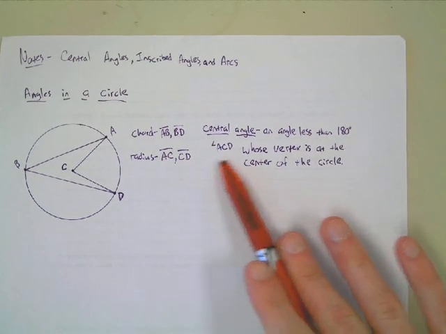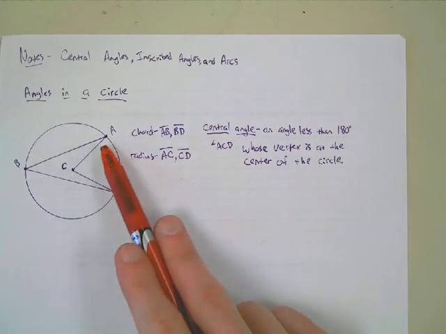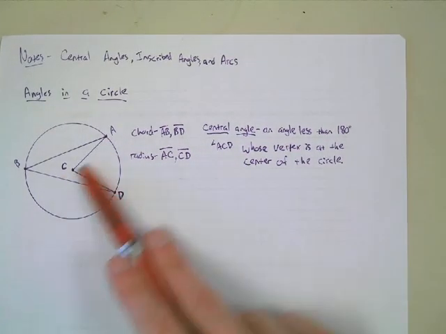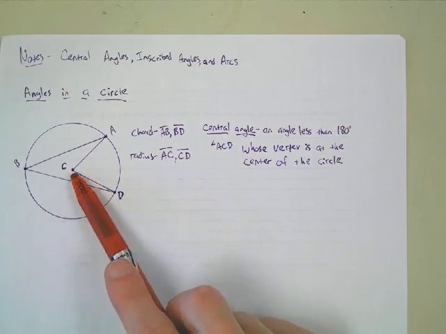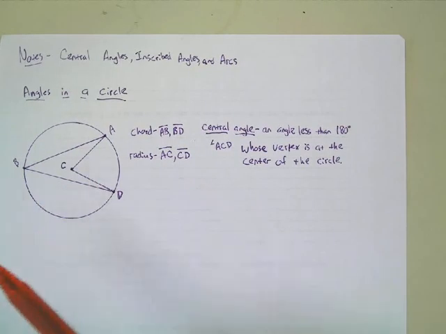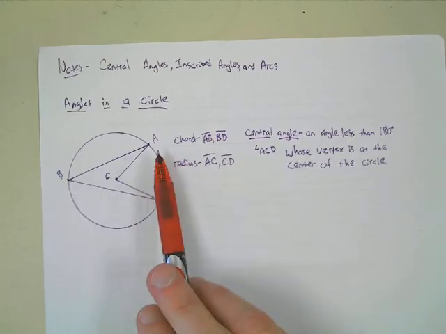Angle ACD, okay, is a central angle because its vertex, right, the pointy part of the angle right there is at the center of the circle. That makes it a central angle. Okay, now, the other angle I wanted to name here, angle ABD.